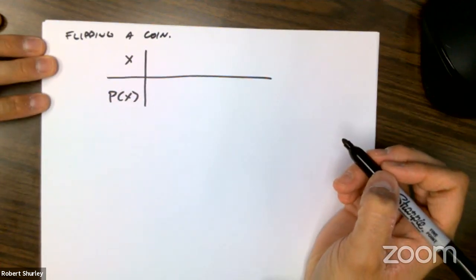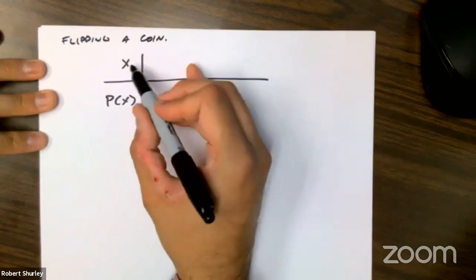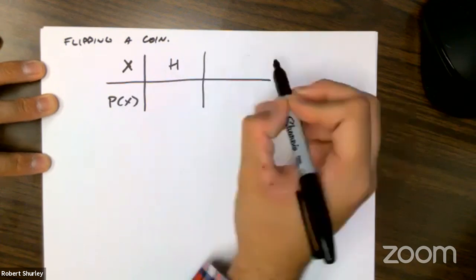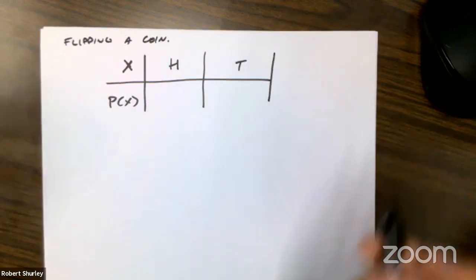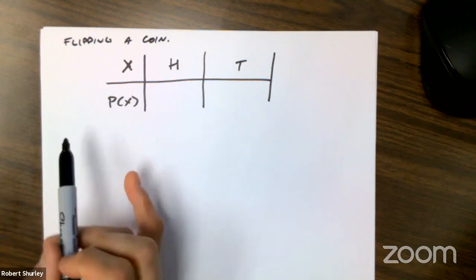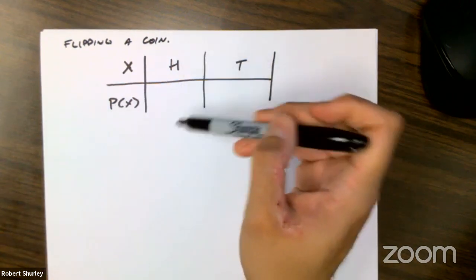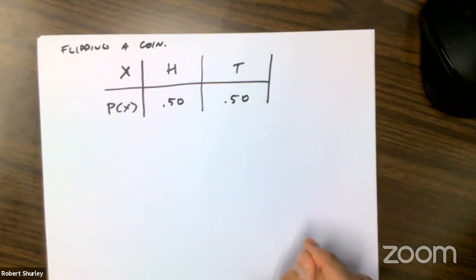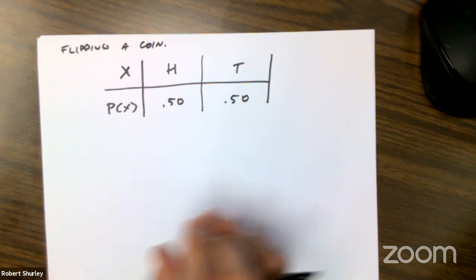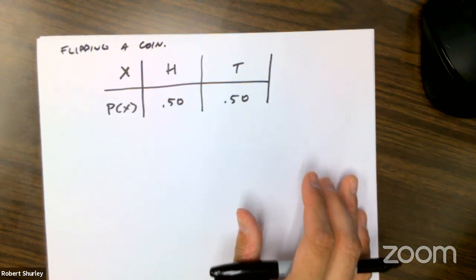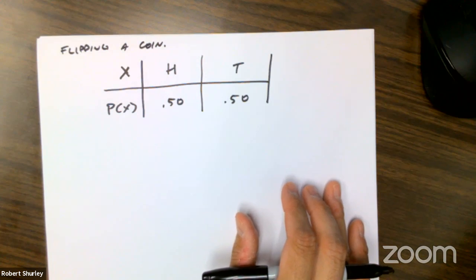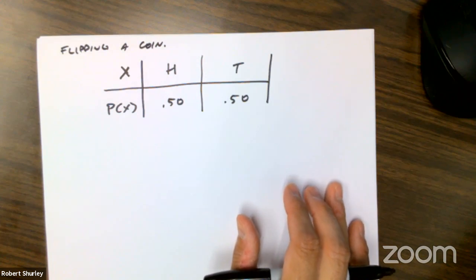If I was going to flip a coin, this first line, which is X, is the type of outcome. We've got either heads or tails, right? Those are the two outcomes. This is going to be the probability of those outcomes, which we know is just 0.50 for both, right? That is a very, very basic example of a probability distribution, okay?